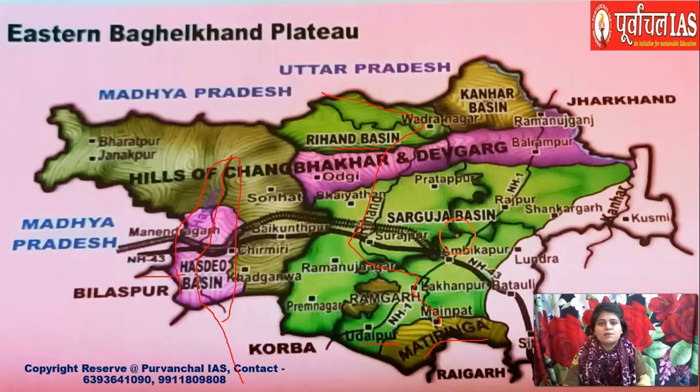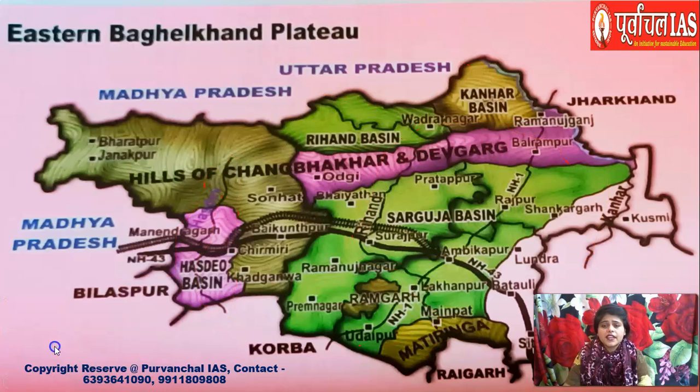Then the Kanhar originates from this Jashpur area. You can see from here it originates in Jashpur, then goes to Balrampur and meets the Son river. So it forms the drainage of this area. Now this Kanhar is also a water divider between Jharkhand and Chhattisgarh. So this is all about the drainage system in this region.